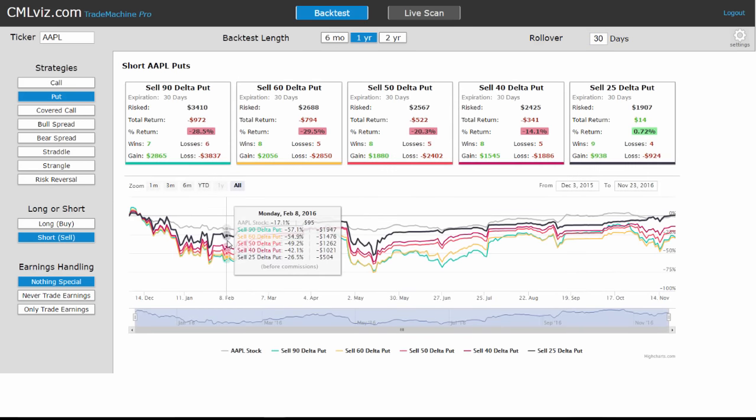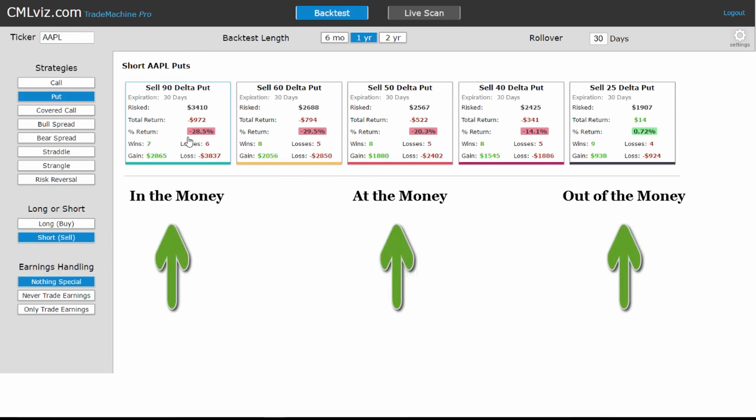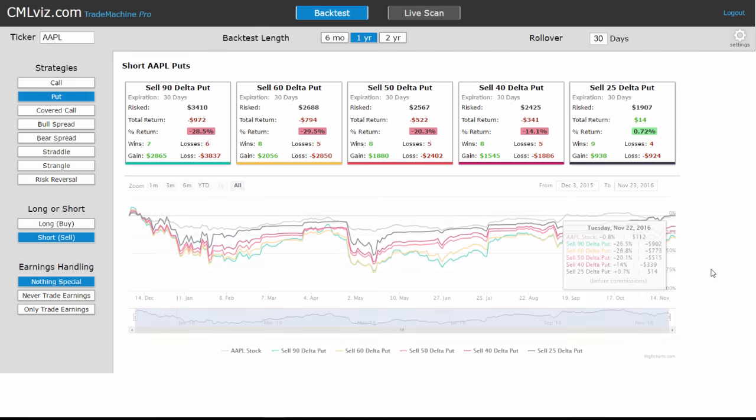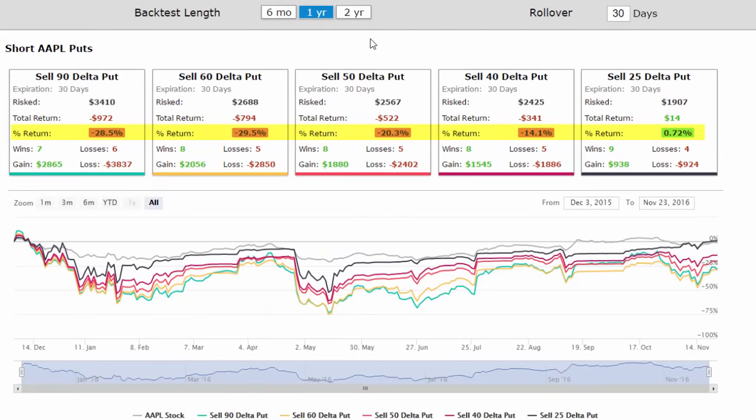First, you'll notice our layout. Going from left to right, we go from in the money options to at the money options, to out of the money options. In this case, selling a put in Apple every 30 days for a year looks like a loser almost all the time, other than the far out of the money puts, and even that return is extremely small. But here's how we make this powerful.